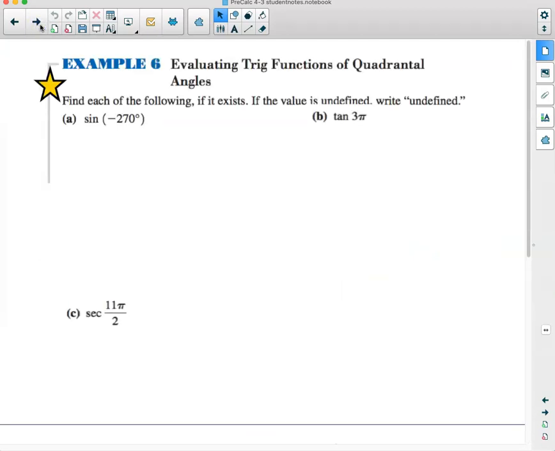So example 6 says, let's start thinking a little differently here. Evaluating the trig functions of quadrantal angles. Find each of the following if it exists, because we will find that with quadrantal angles, sometimes we have to put undefined, because we're dividing by 0, and we know we can't do that. So if the value is undefined, write undefined. Well, let's get a look at it first.